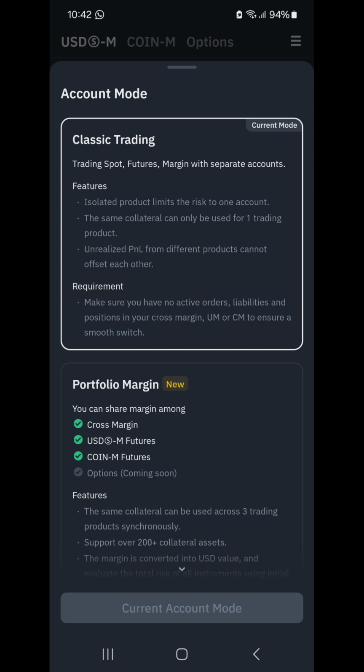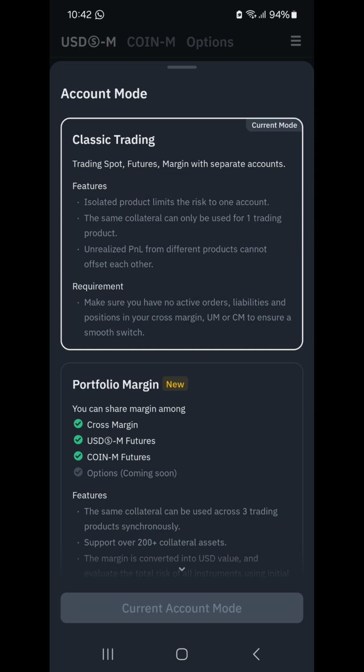Under these types, let's focus on the account mode. The first one, the default one, is called classic trading. Under classic trading, which is the current mode now, let me tell you the things that you need to understand here. It is a default thing, so whether you are aware or not, this is what you would be trading under in your account. But it is best you understand this, so that with time, when Binance activates the second option, you know what to do.